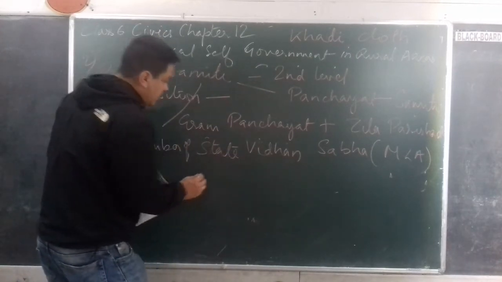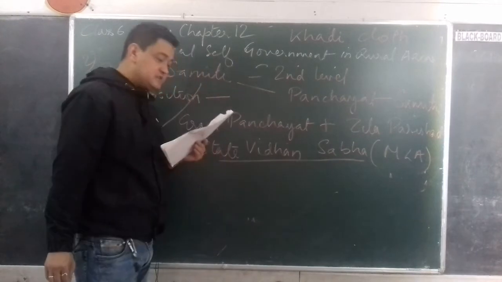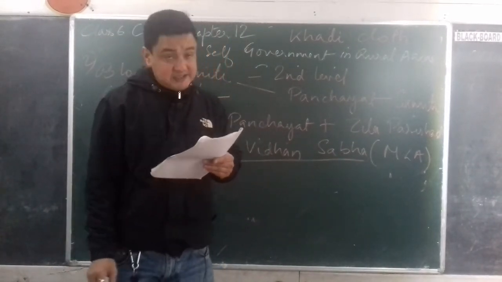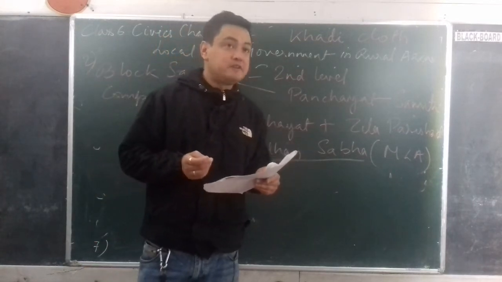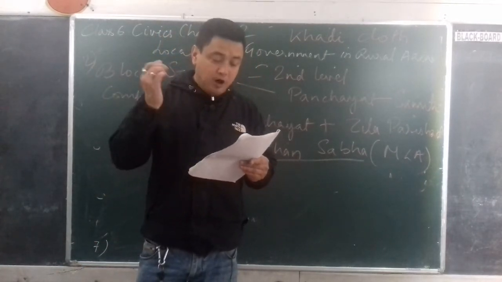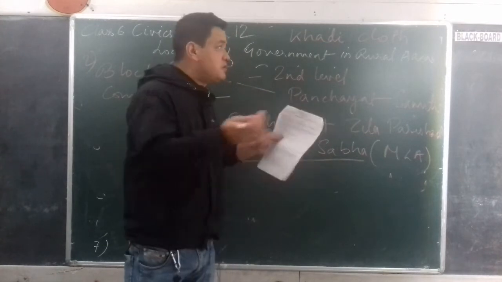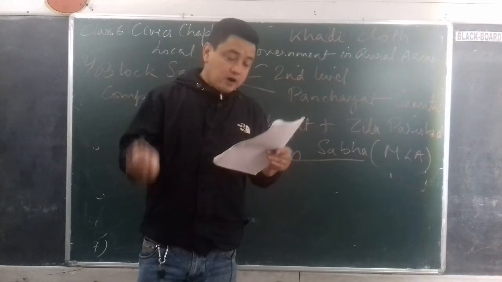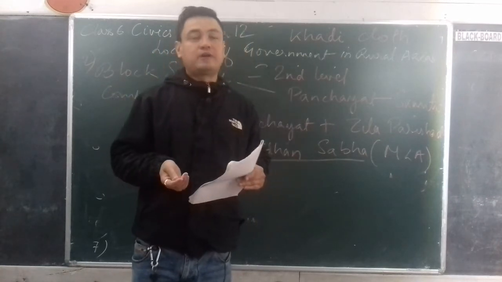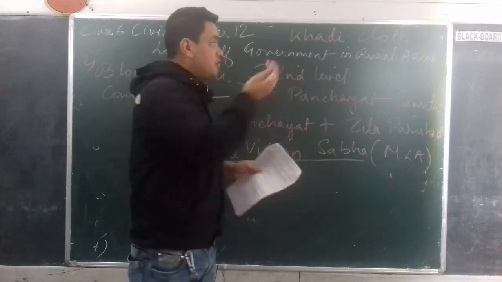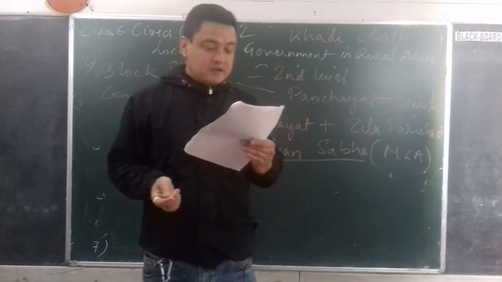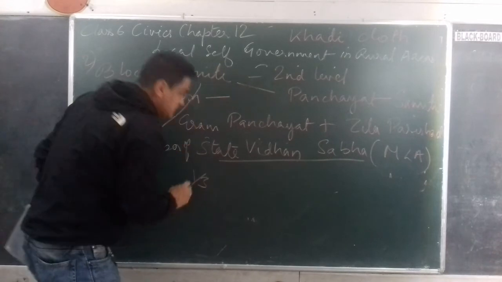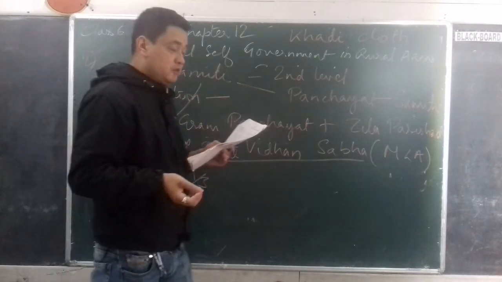The members are from state Vidhan Sabha, that is MLAs, Vidhan Parishad, and Lok Sabha and Rajya Sabha, that is the two houses of the Parliament of India, and the members of the block, meaning members of that village as well as the scheduled caste. Scheduled caste means the lower caste, as well as the scheduled tribes. The tribal people are the members of the block samiti. 1/3 of its seats are reserved for women.